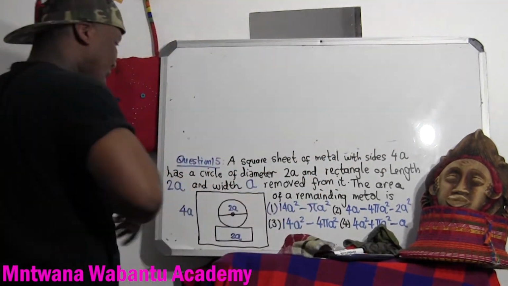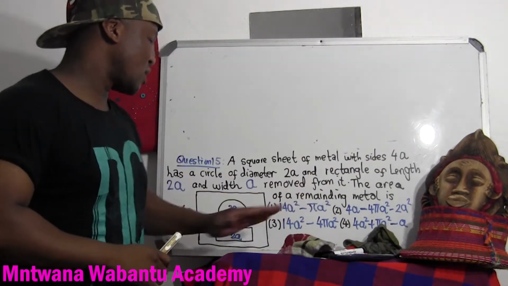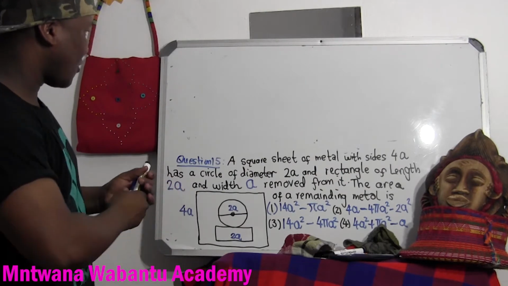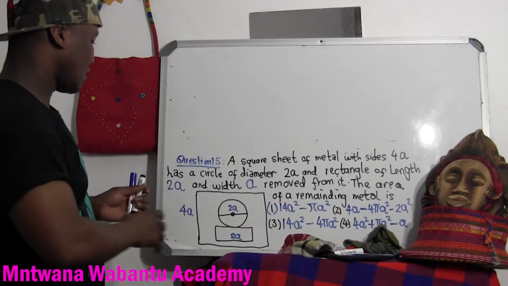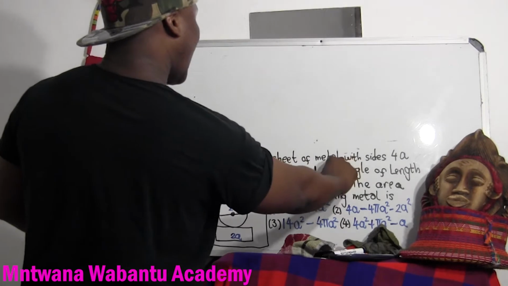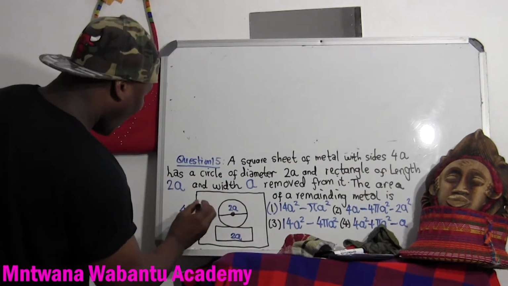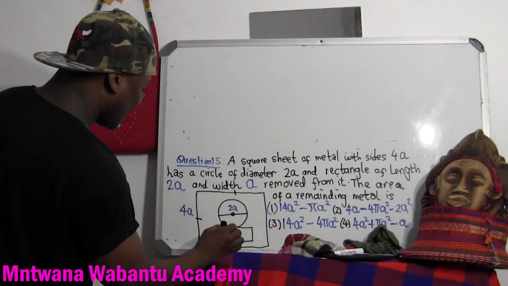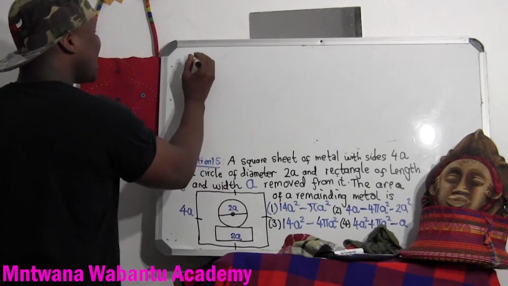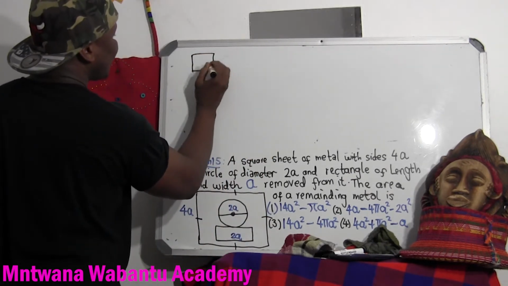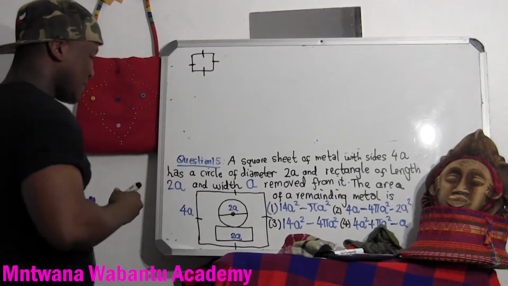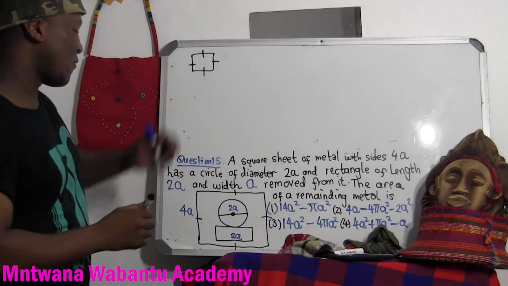Question number 15, they say a square sheet of metal. Like you see, this is a square sheet of metal, with a side of 4A. If this is a square with side 4A, this must be 4A, this must be 4A, because square means all sides must be equal. So all the lengths are equal, 4A everywhere.